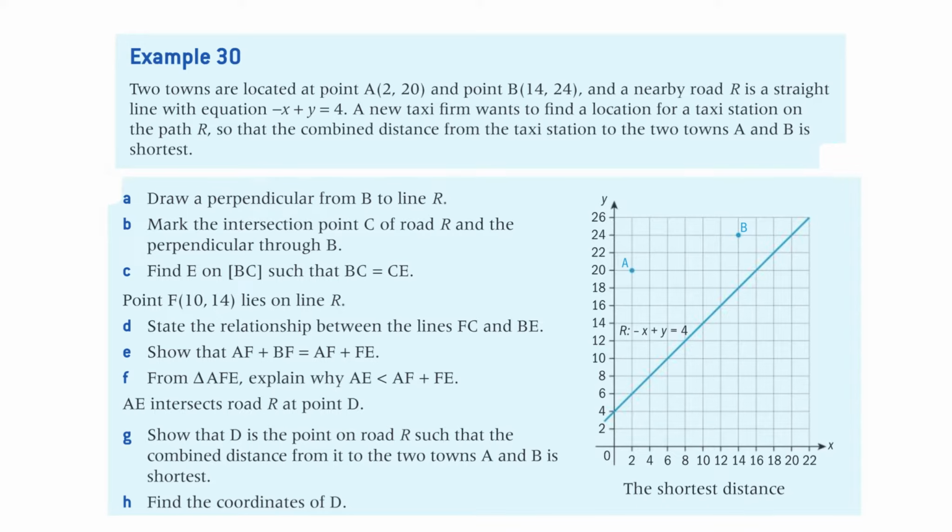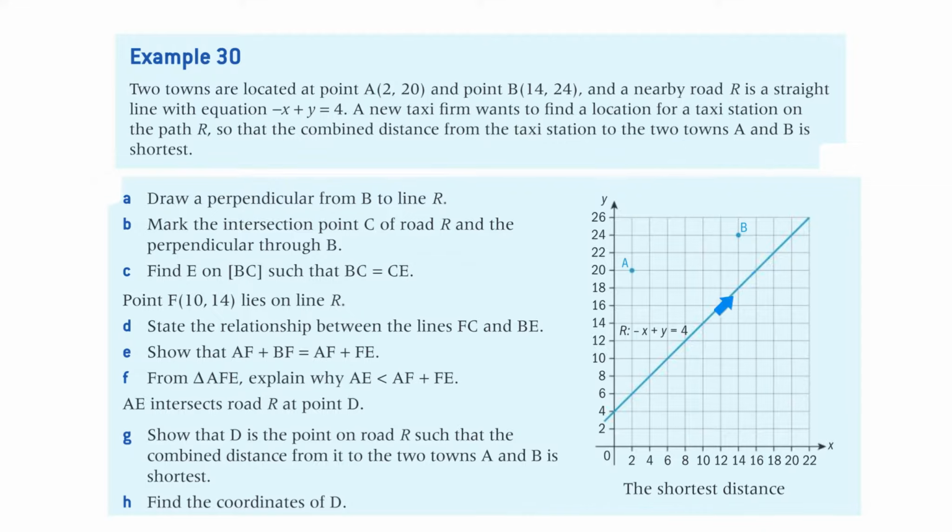Example 30. Two towns are located at point A and point B, and a nearby road R is a straight line with equation minus x plus y equals 4. A new taxi firm wants to find a location for a taxi station on the path R so that the combined distance from the taxi station to the two towns A and B is shortest.